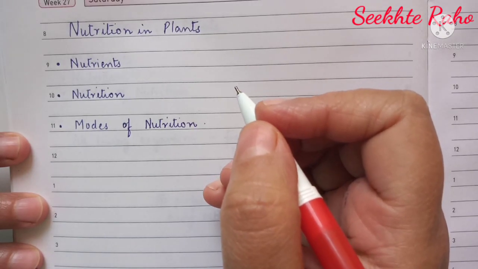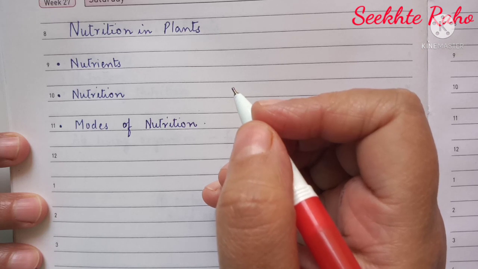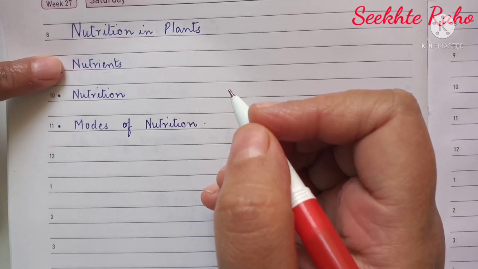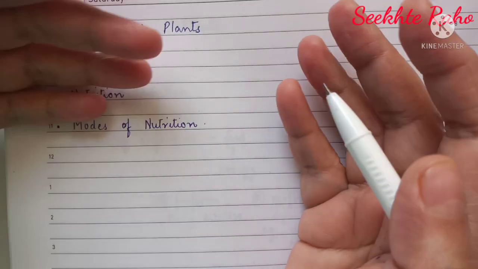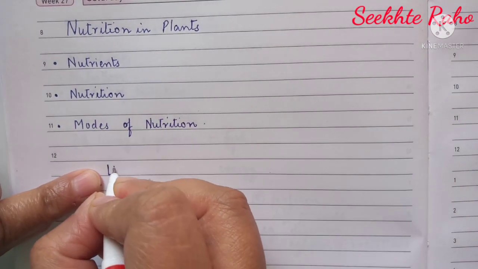Hello students, we are going to study Chapter 1 Nutrition in Plants. We are going to cover the topics nutrition, nutrients and mode of nutrition. Right?